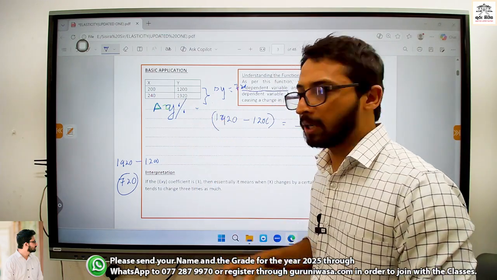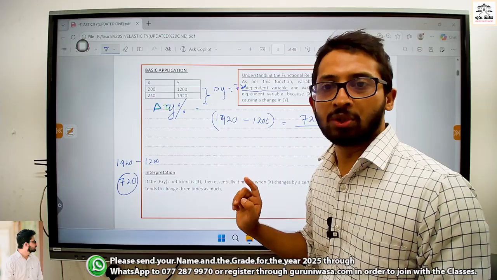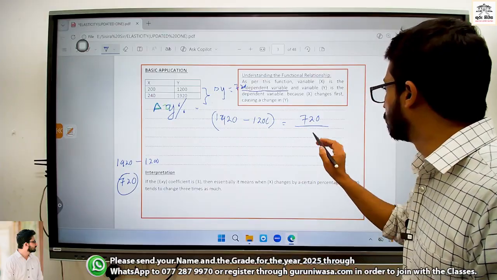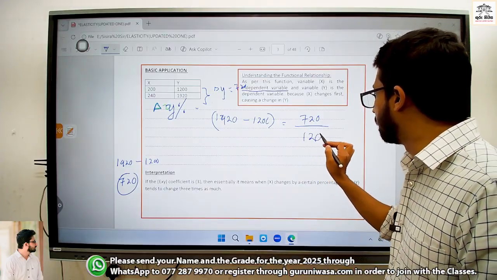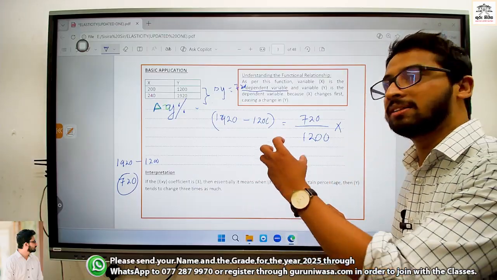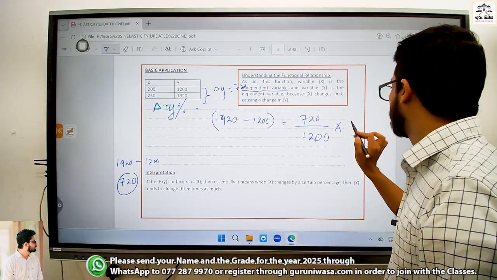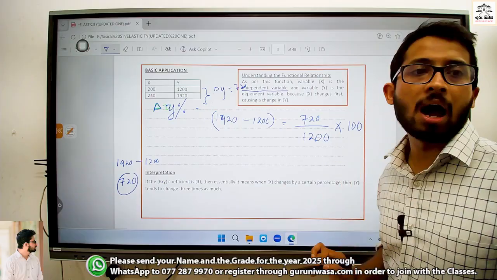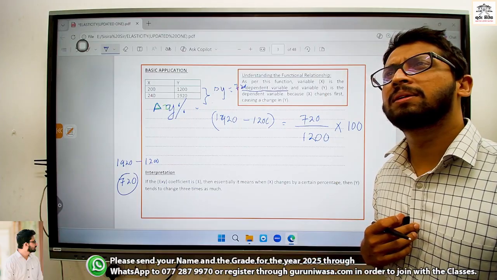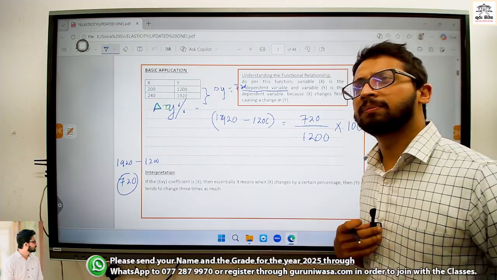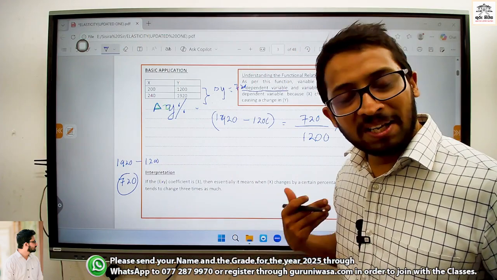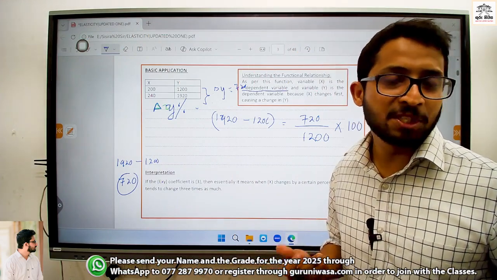There are two values, 1200 and 1920. Take the original value, which is 1200. Then 720 divided by 1200. If you want to convert this change into percentage change, you have to multiply by 100. Is it clear? And remember, I'm talking about percentage change. Why is it so important?